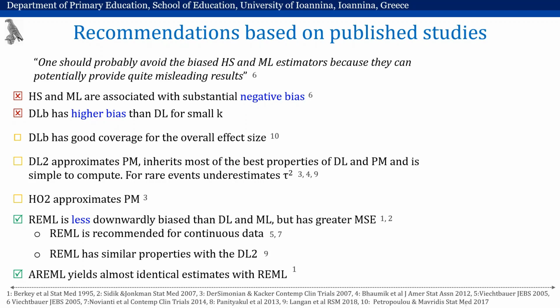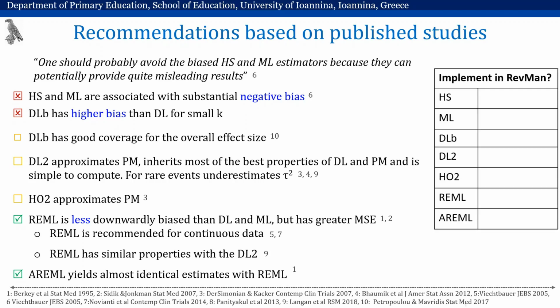The restricted maximum likelihood method is less downwardly biased than the DerSimonian and Laird and maximum likelihood methods, and it is recommended for continuous data, but it has greater mean square error. Also, the approximated restricted maximum likelihood, as we said, yields almost identical results with the restricted maximum likelihood.